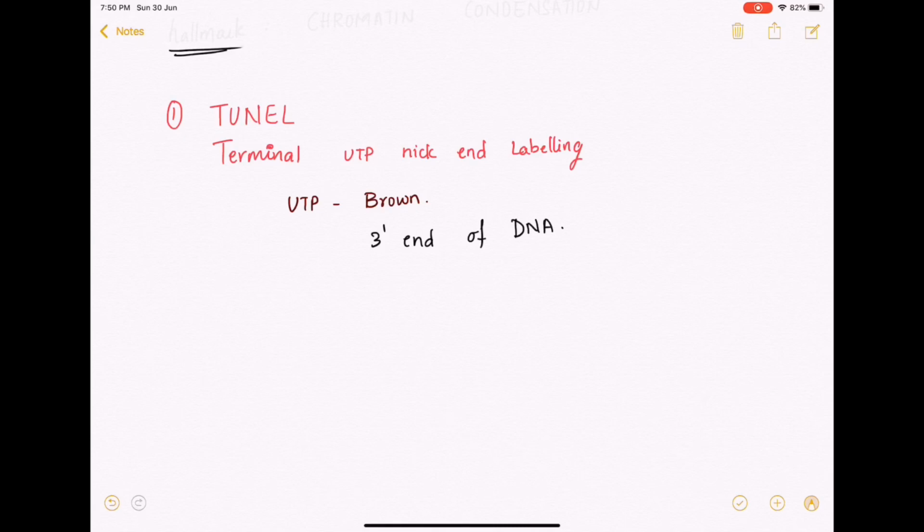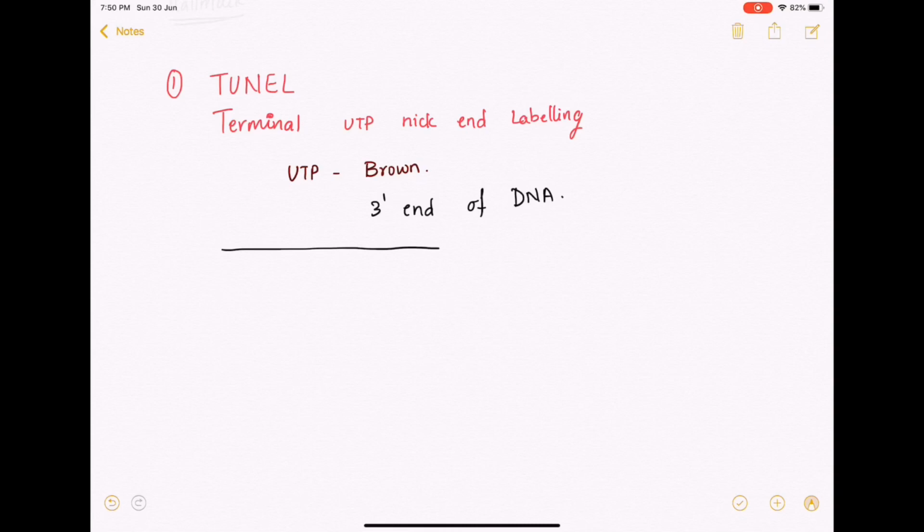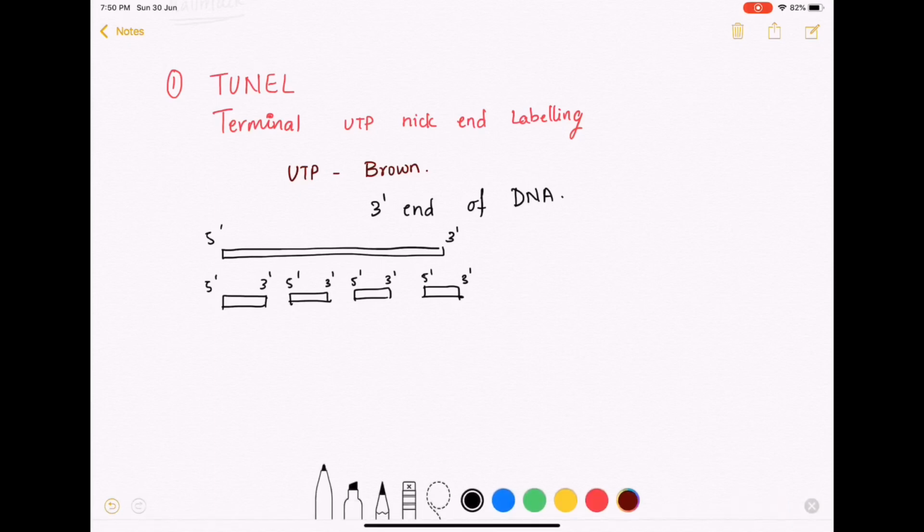Now let's take a scenario where we have DNA material which is not broken. So we have the 5' end here and 3' end here. And another scenario where this DNA material is broken down into several fragments, and each fragment will have its own polarity: 5', 3', 5', 3', and so on. Now, if I add this stain, that is UTP, in the two scenarios, where do we see darker color?